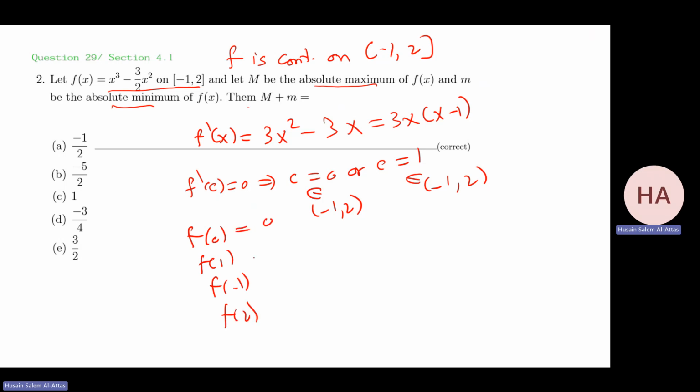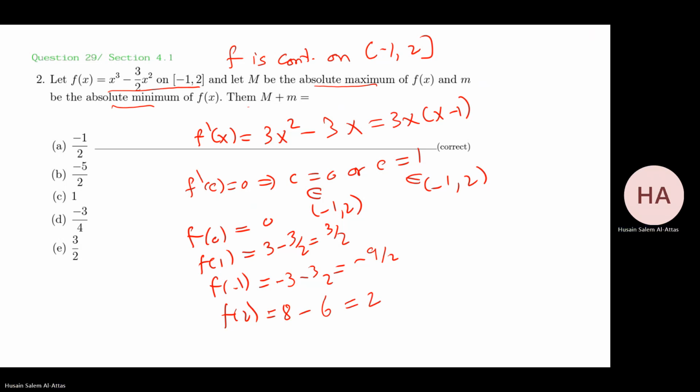F of 0 is 0. F of 1 is 1 minus 3 over 2. And that is what? 1 is 2 over 2 minus 3 over 2. F of minus 1 will be minus 1 minus 3 over 2. And that gives me what? Minus 5 over 2. F of 2 will be 8 minus 6, which is 2. Correct? That will be 2. There's something wrong.